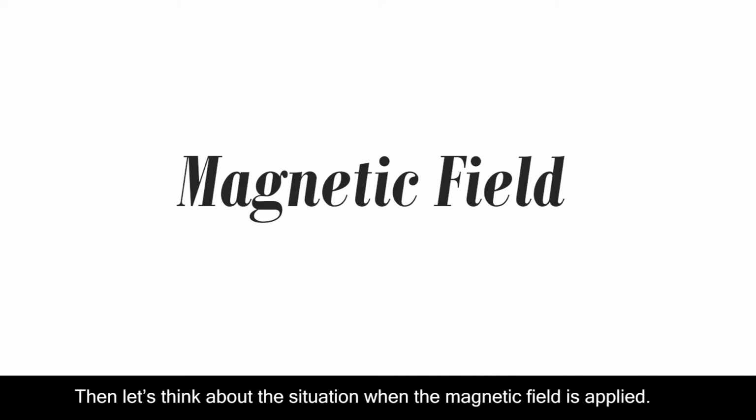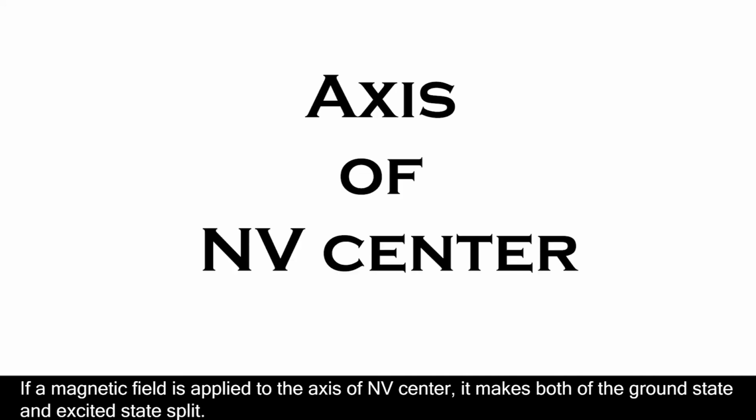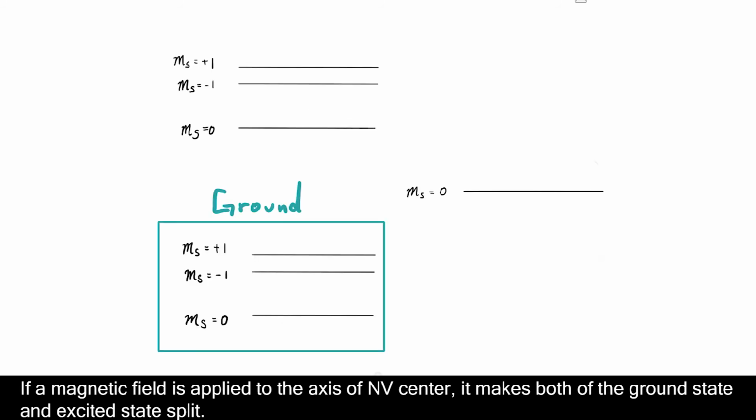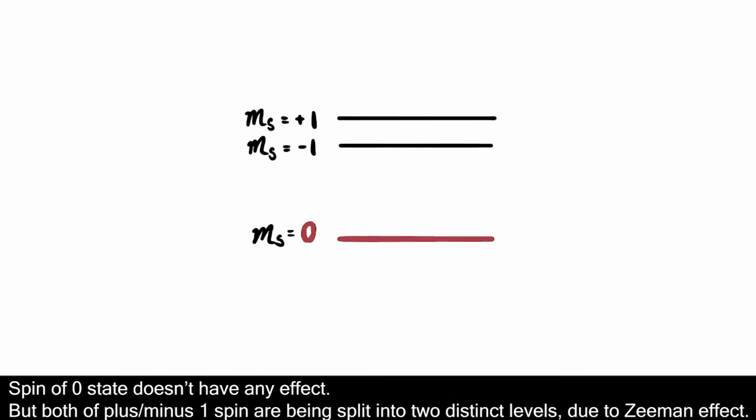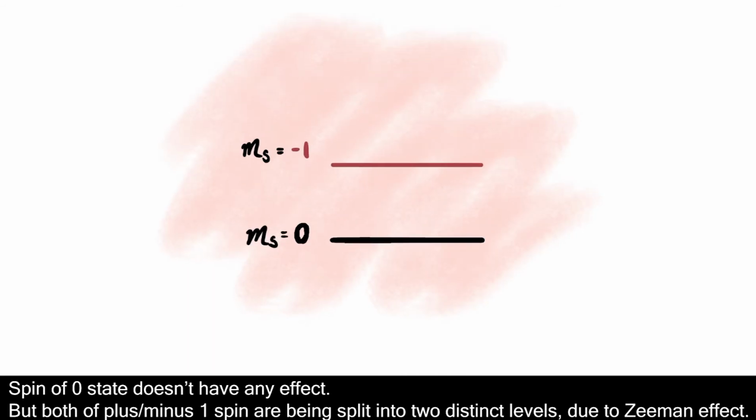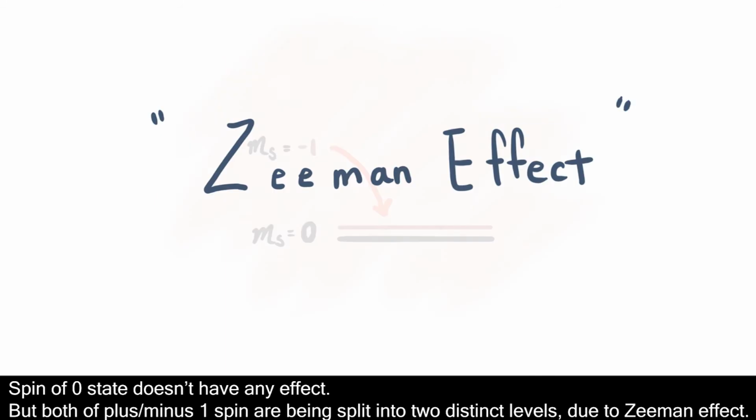Then, let's think about the situation when a magnetic field is applied. If a magnetic field is applied along the axis of the NV center, it makes both the ground state and excited state split. The spin 0 state doesn't have any effect, but both plus minus 1 spins are split into 2 distinct levels due to the Zeeman effect.